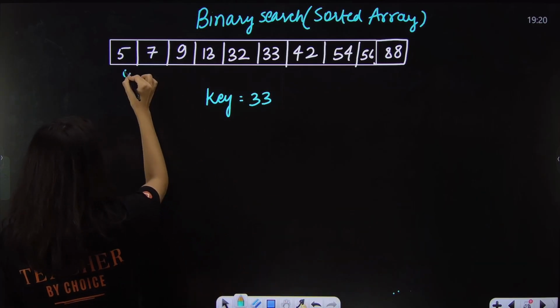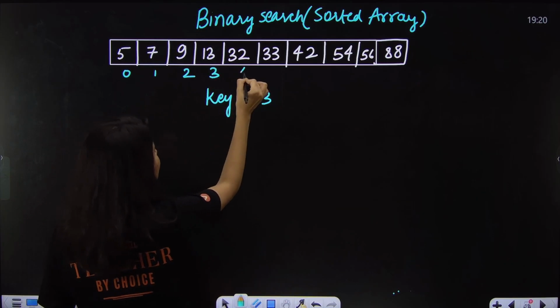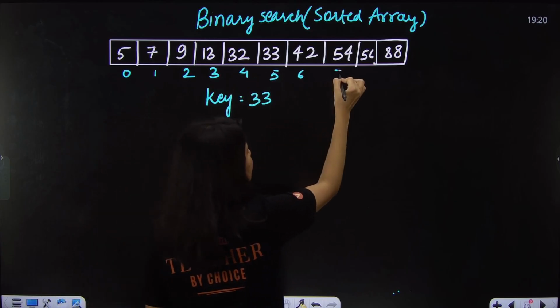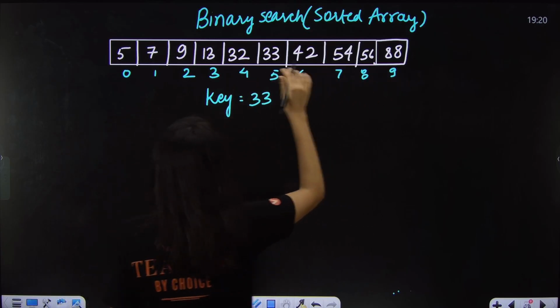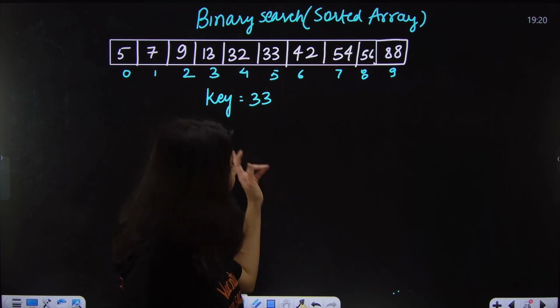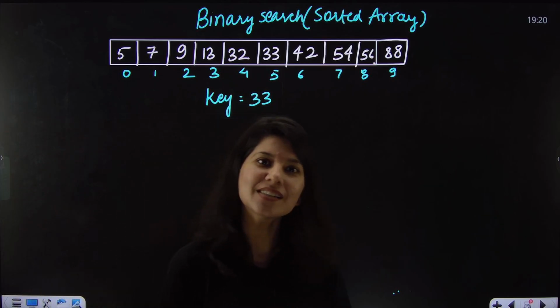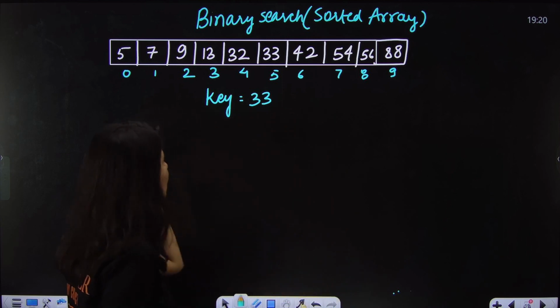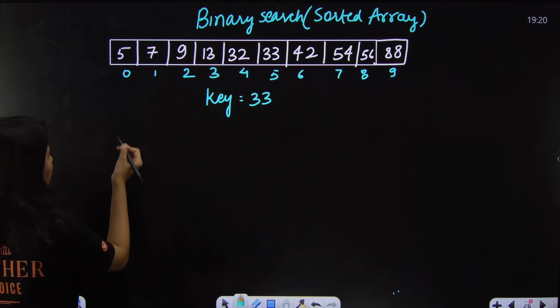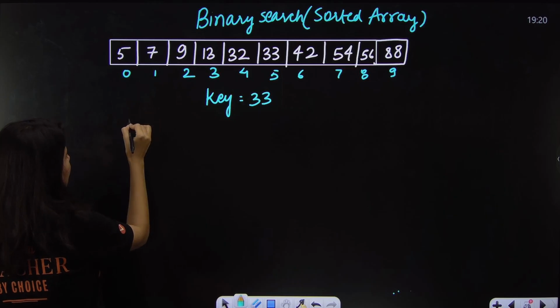Yes, so 0, 1, 2, 3, 4, 5, 6, 7, 8, 9. So basically 10 elements, but the size you will say is 9. It is understood. 9 size means 10 elements, okay? Alright, so this is your array, and basically arrays, how do you write?